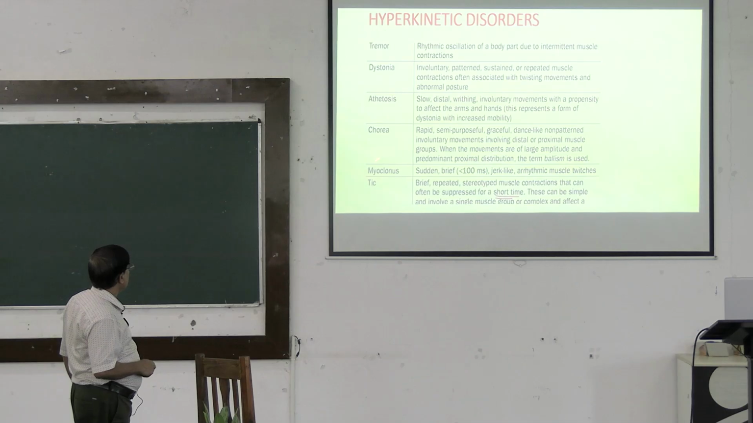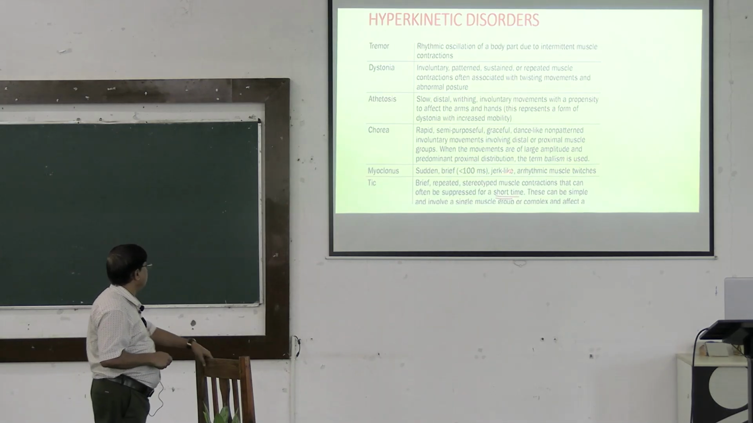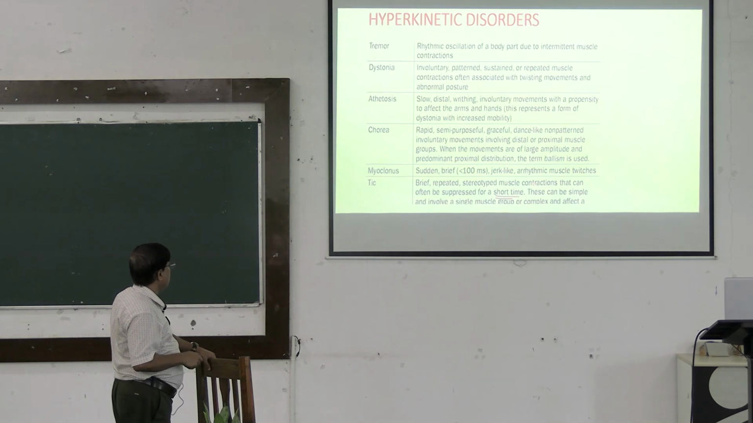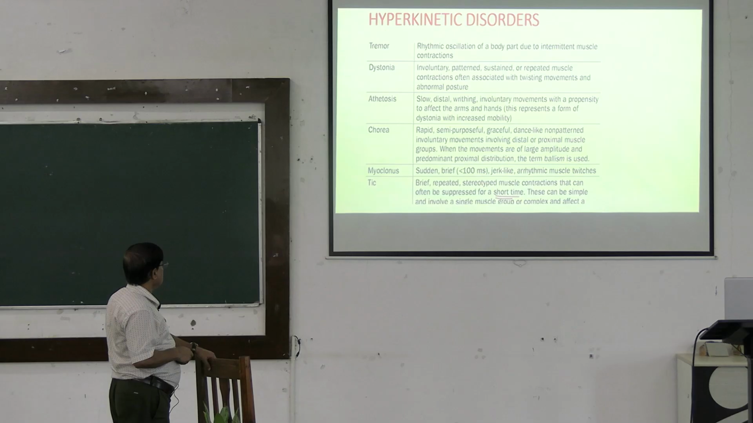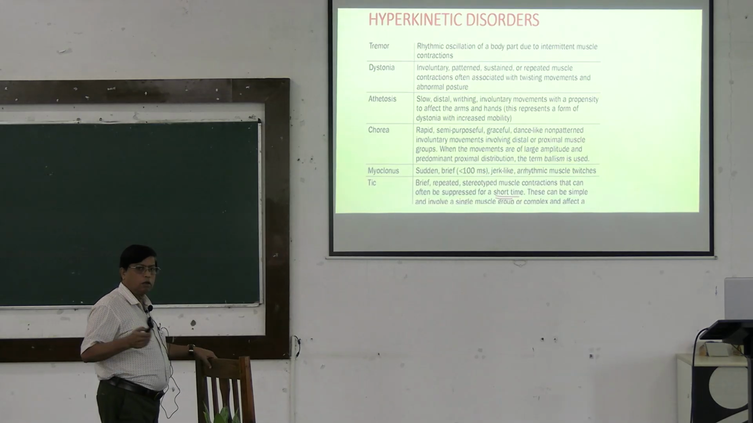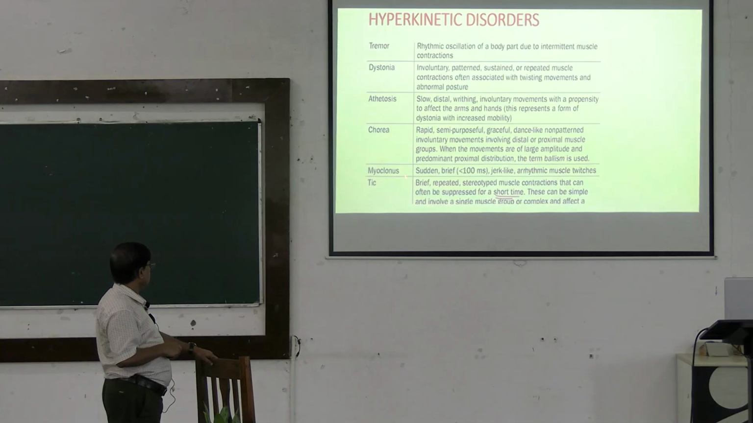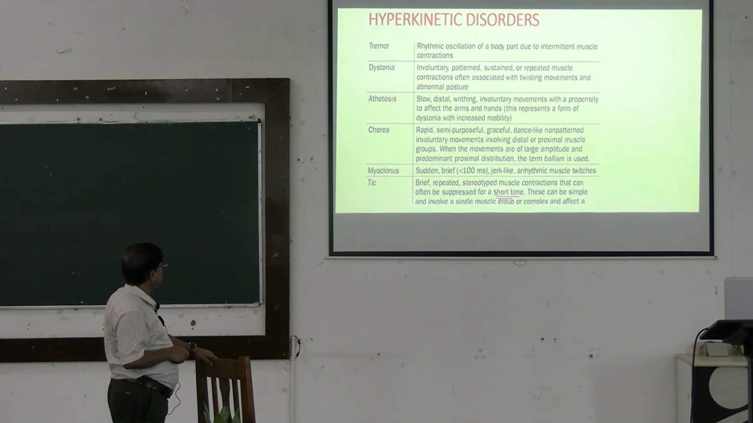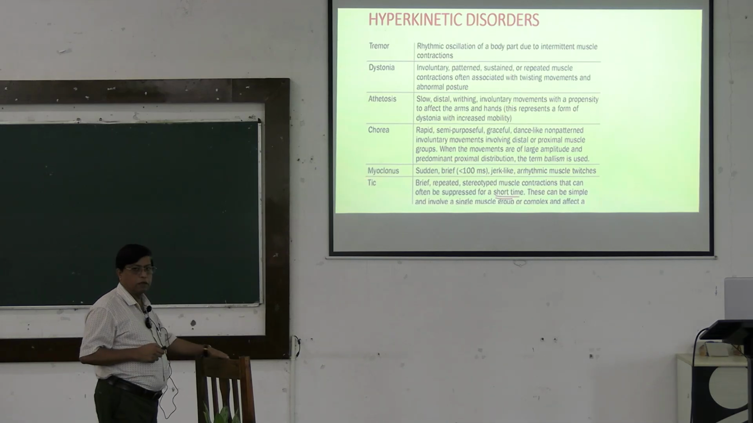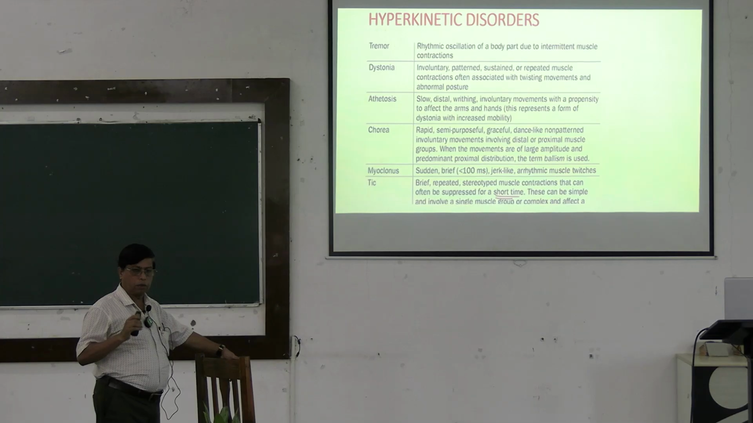Anyway, myoclonus. Myoclonus is another involuntary movement. It is a sudden, brief, jerky movement, muscle twitches. Tics, very important. Tics are very common. I have seen in many patients some involuntary movements. Tics are brief, repetitive, of short duration. But the most important part of tics is that if you ask the patient to stop the movement, he can stop it momentarily for some time.